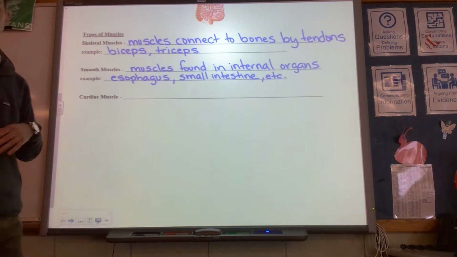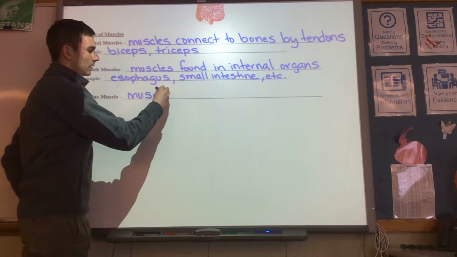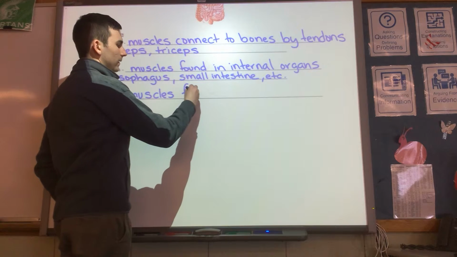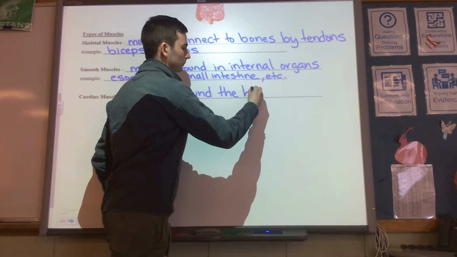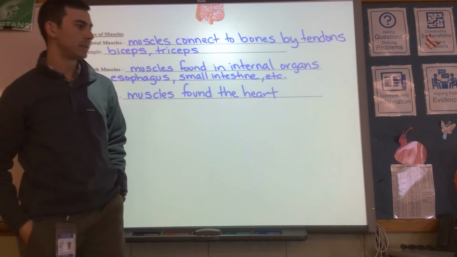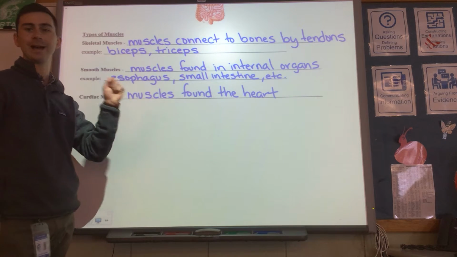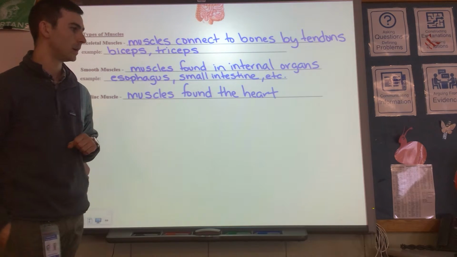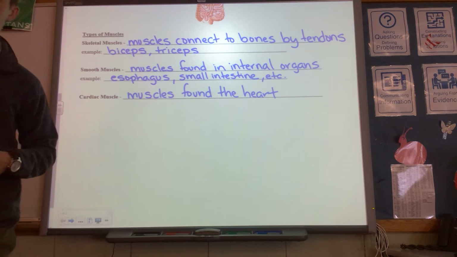And the last type of muscles we're going to talk about is cardiac muscles. So these are muscles found in the heart, again, a type of involuntary muscle. Cardiac muscle is super special though because it's going to help our heart just constantly beat for our entire lives. We do not have control over it. Again, it's an involuntary muscle.